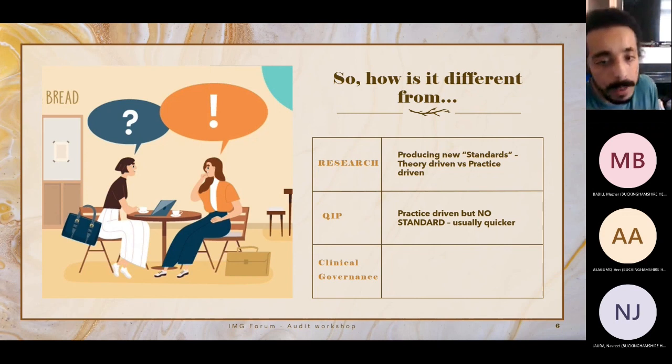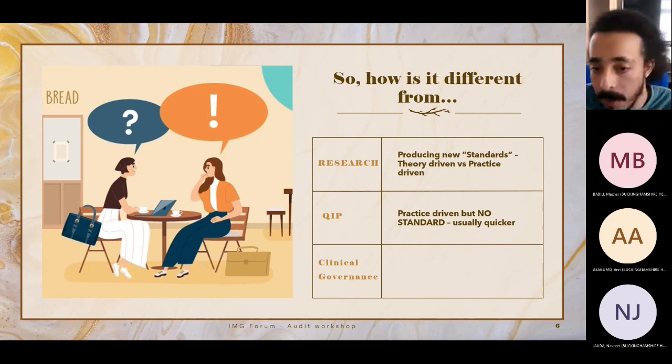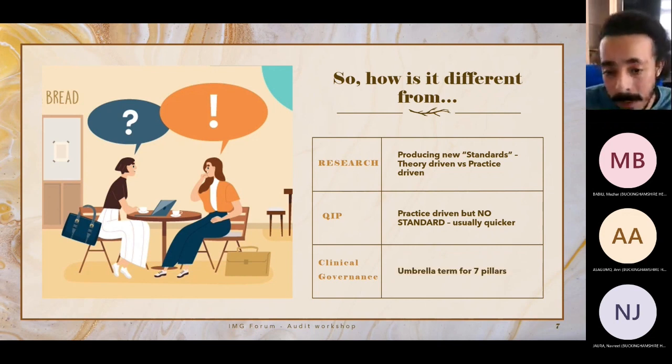A QIP is very, very similar to an audit, but the main difference is that a QIP is not governed by a standard, it doesn't have a standard to follow, and it aims mostly at improving practice. So it's a quality improvement project. It doesn't have a standard, and that's why it's different, but it's a very similar process to an audit. If you don't have a standard, then technically what you're doing is a QIP, not an audit. If you have a standard you're following or measuring against, then it becomes an audit.